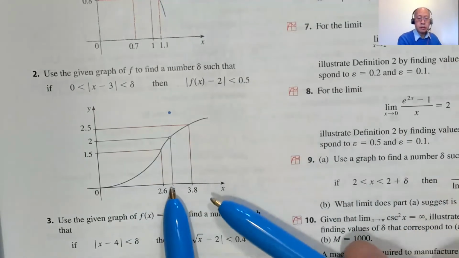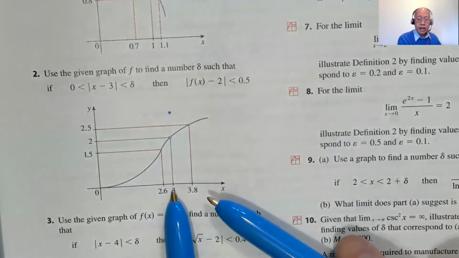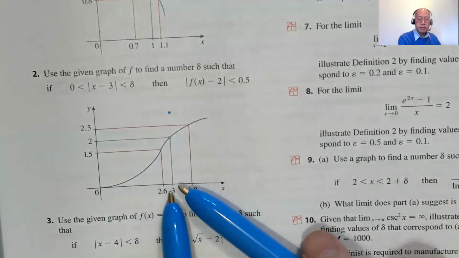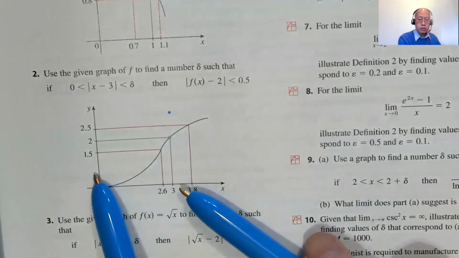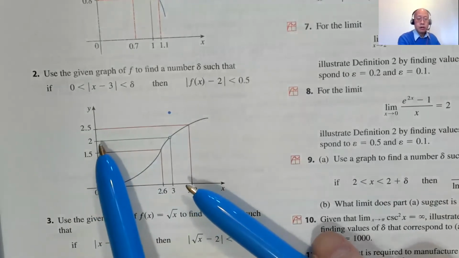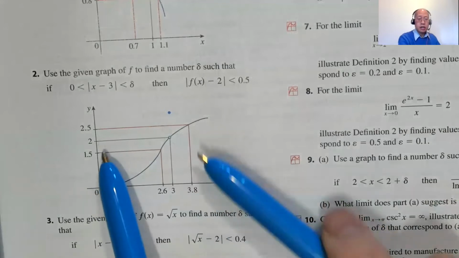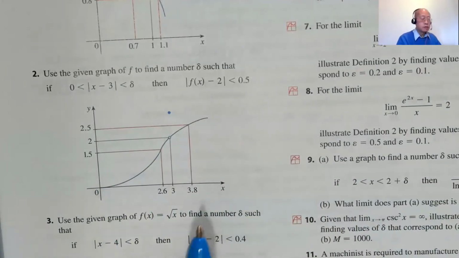You don't want to pick the larger number. So if I pick 0.8, well, this side 0.8 would lead me to 2.2. 2.2 would send me outside of the region where epsilon is within half a unit of 2. Okay.